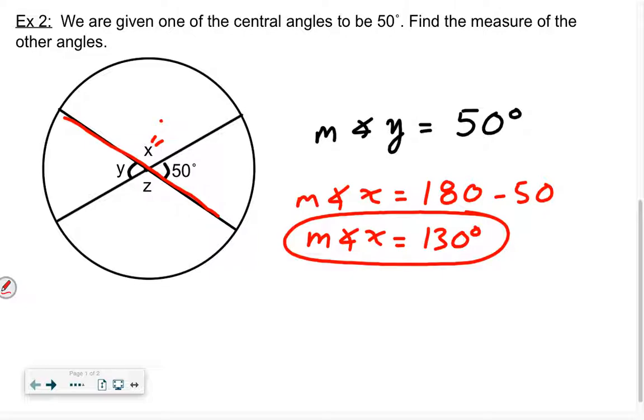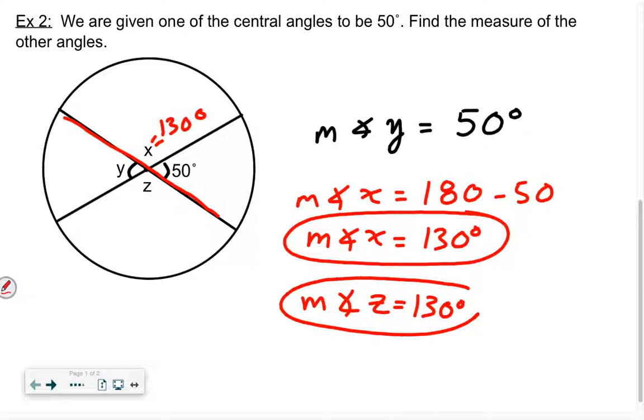And if we identify that to be 130, now again we can determine that the measure of angle z is going to be the same as the measure of angle x. Once again, because they are vertical angles, they are opposite one another. Therefore, the measure of angle z is going to be 130.